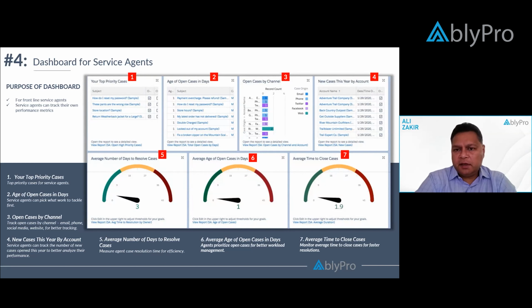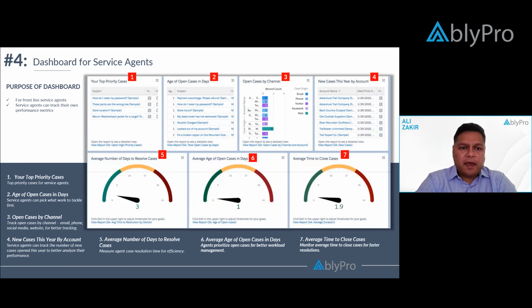For example, here, it looks like in green, which is web, they have 2 cases that came in via the web. So once again, they can very quickly see, okay, where the majority of their cases are coming from, or where none of their cases are coming from, and then make decisions based upon that. New cases this year by account. Once again, they can look at the cases that are coming in, the dates that they're coming in, and things of that nature.